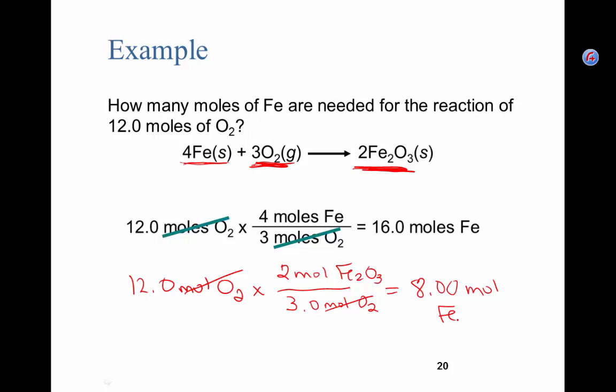moles of Fe2O3. So if I want to go from moles of one substance to moles of another substance in a balanced chemical equation, I just need to use my coefficients. And that takes us through some of the kinds of calculations that are going to be expected of us in Chapter 7.